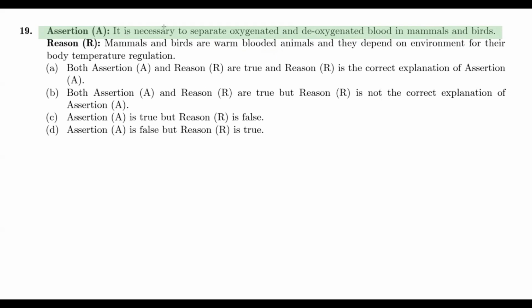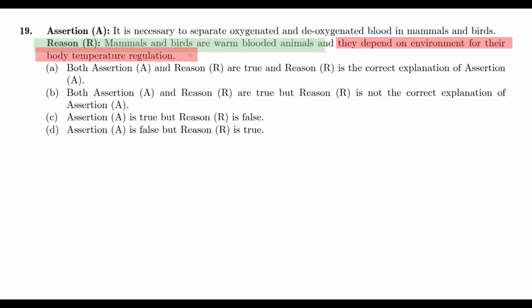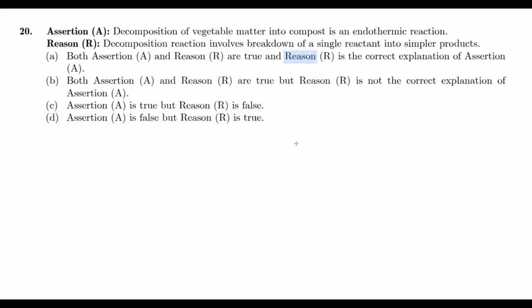What's the reason now? The mammals and the birds are warm-blooded. That's true. But then I can see that the statement changes. Let me use color. From here onwards, they depend on the environment for their body temperature regulation. That's not correct. Our body temperature does not depend upon the temperature of the surroundings. So the assertion is correct and the reason is false. Assertion is true and the reason is false. And the last question.